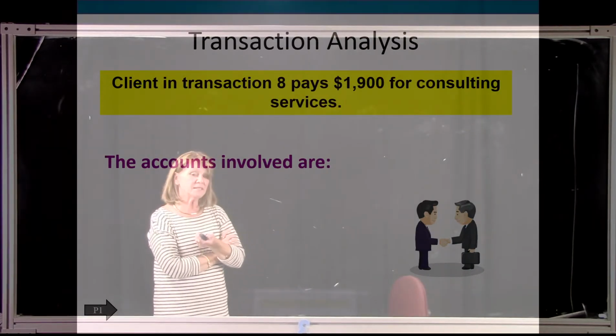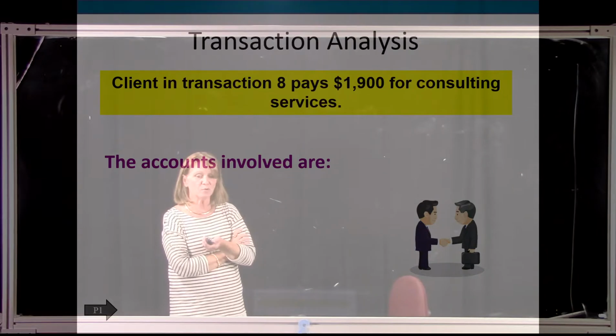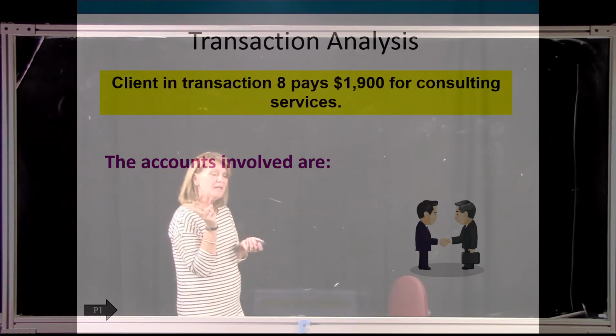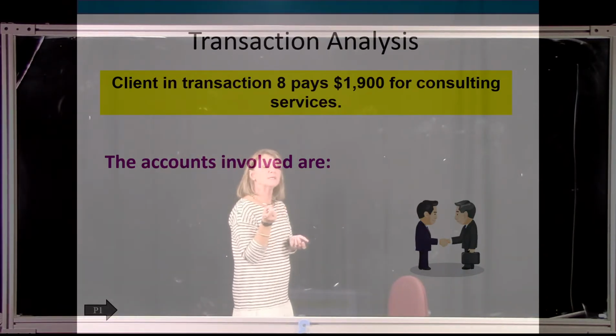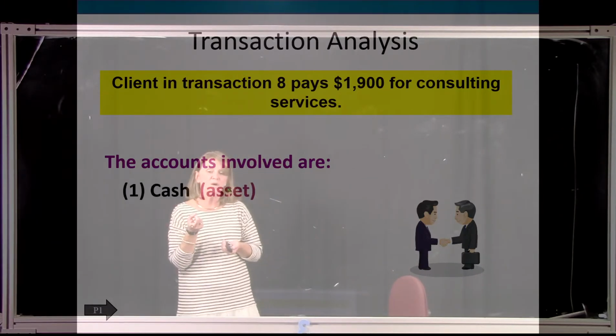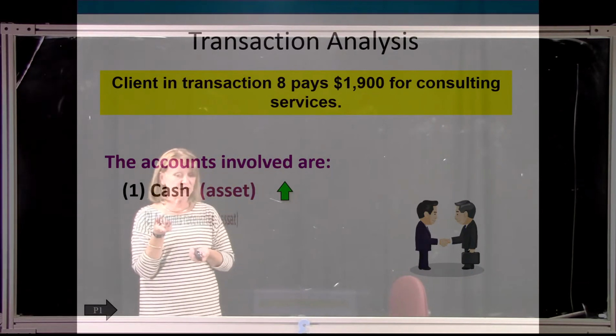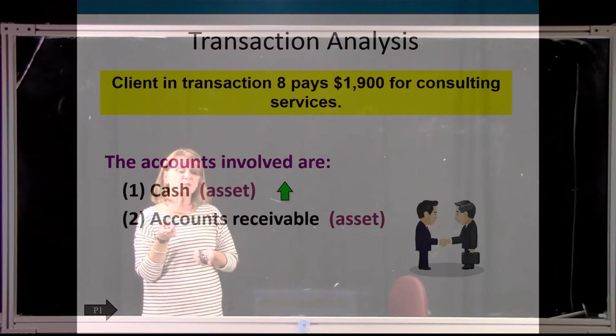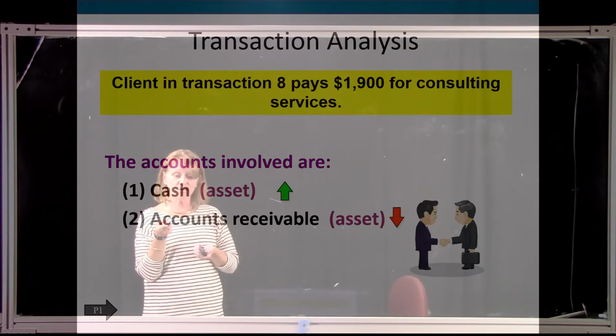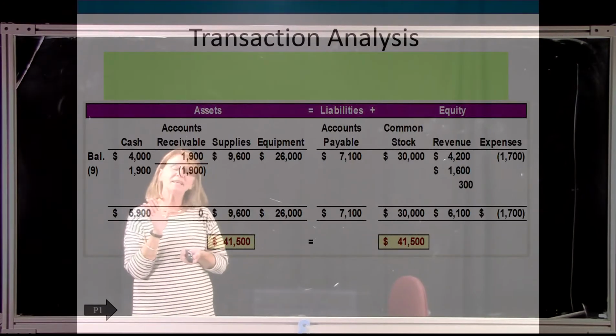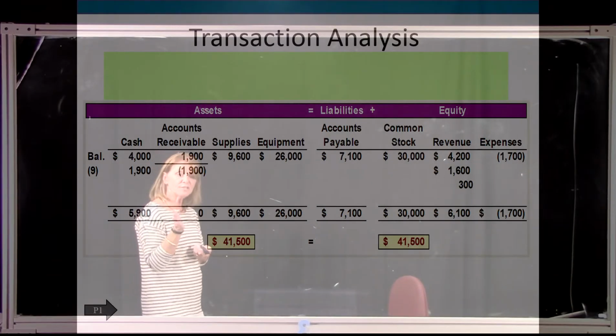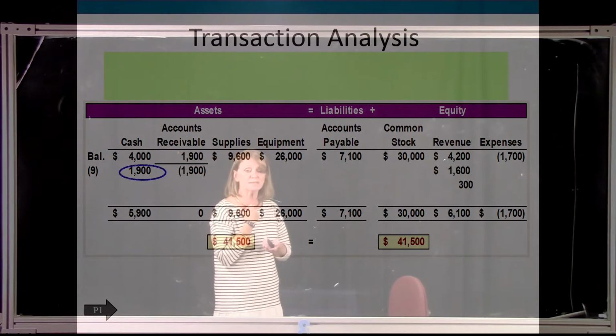So a client in transaction 8 pays $1,900 for consulting services. Remember that we had an accounts receivable because that company owed us money? Well, we're going to receive cash, which is an asset, and we're going to reduce accounts receivable, which also is an asset account. So only the left side of the equation changes, but it stays in balance with the right side of the equation.